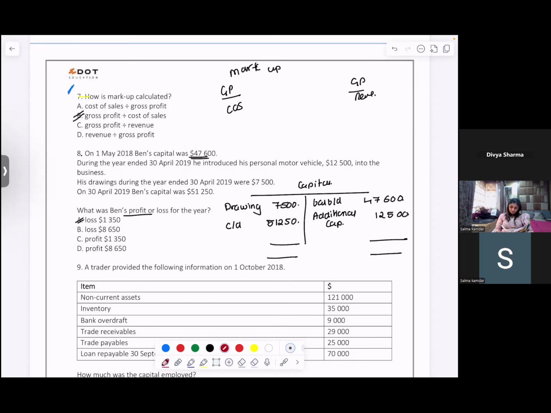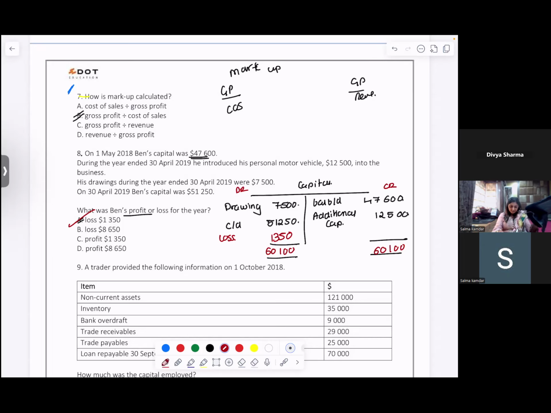What is the total of the credit side? The total of the credit side is 47,600 plus 60,100, which is 107,700, minus 7,500, minus 51,250. Okay, 1350 is the loss. Fine. Go to the next one.